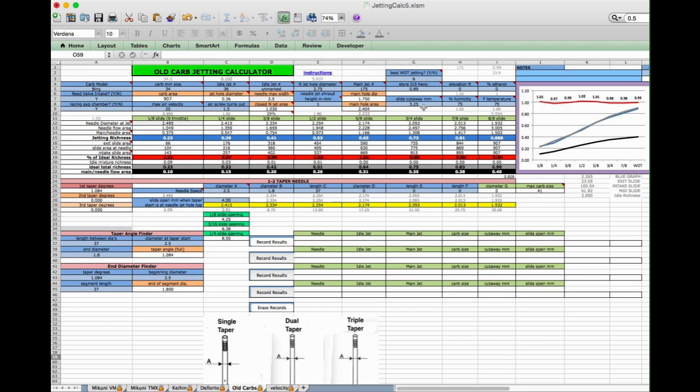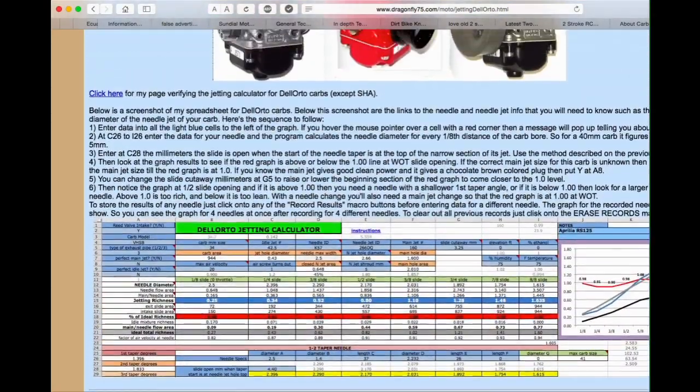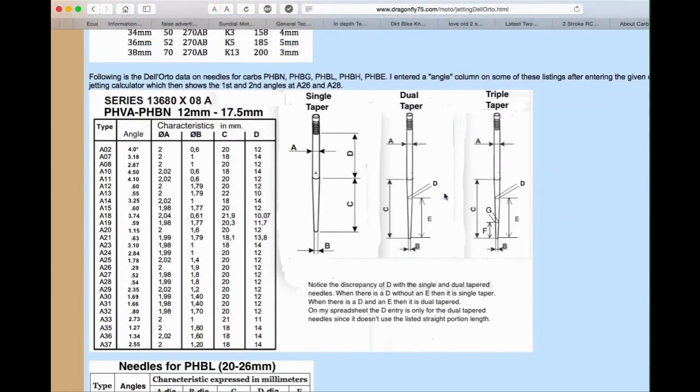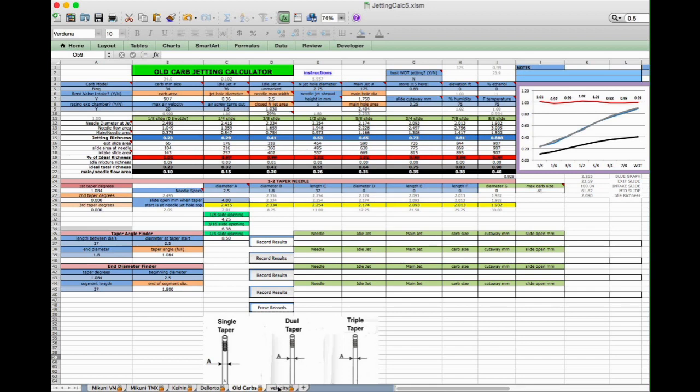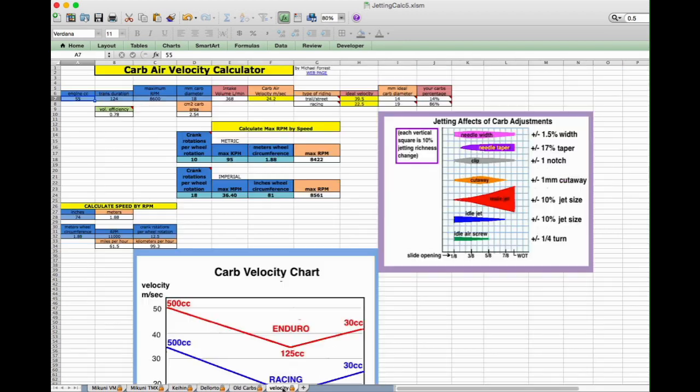And this uses the same scheme that the Dell'Orto uses, with the shaft diameter A, the tip diameter B, the taper length C, and then if it's a dual taper, you can also do D and E, which on my site is, where is that? Right here. This right here explains all the letters. So, of course, all of these need to know the maximum air velocity, and you get that on the last sheet.